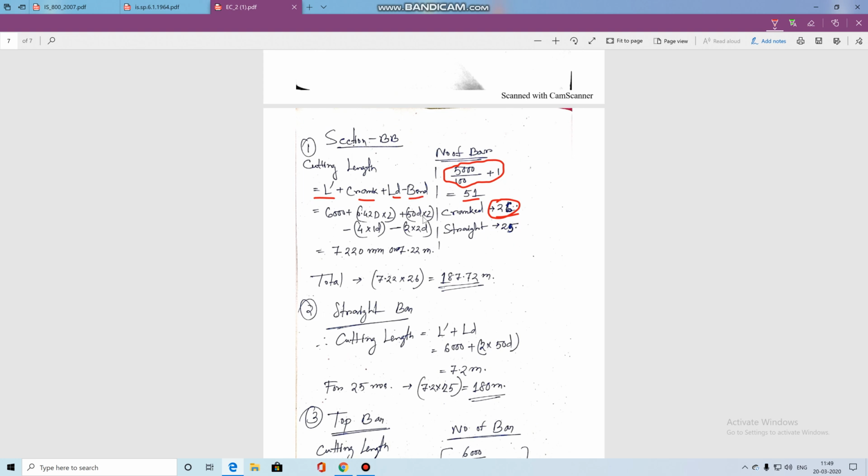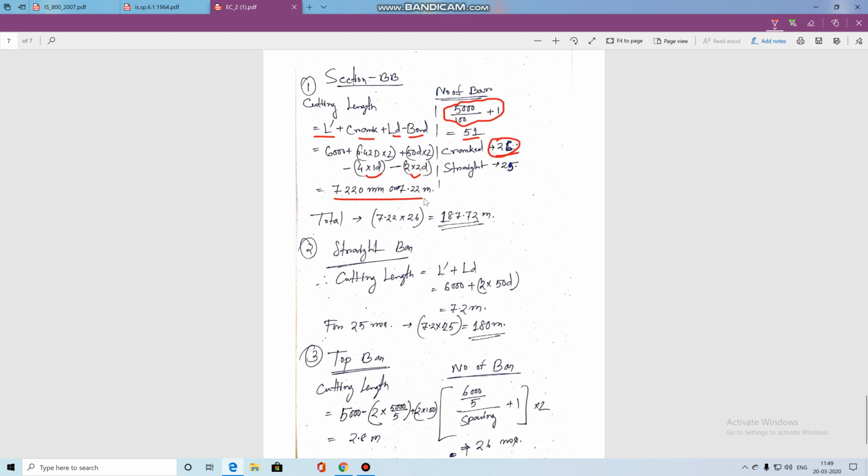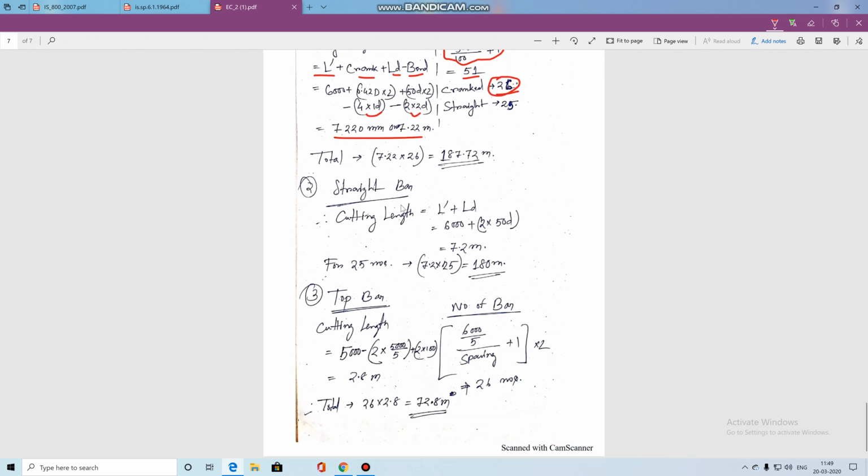So that's why you can see over here L dash plus crank plus Ld minus bent. Now the bent is minus 4 into 1D, because for a 45 degree angle it is 1D, and 2D for 90 degree. So here you can calculate 7.22 meters. Similarly, in the straight bar I can calculate L dash plus Ld.